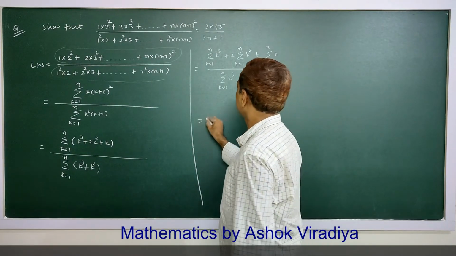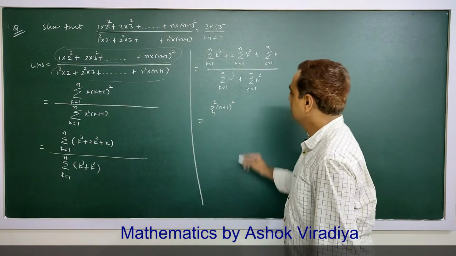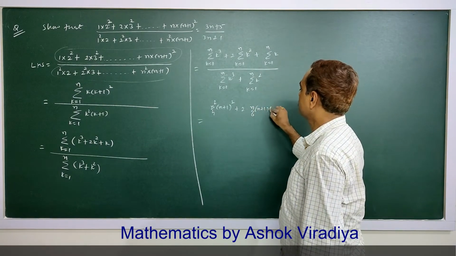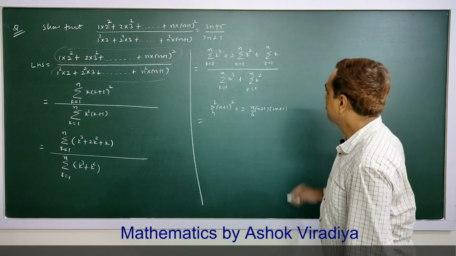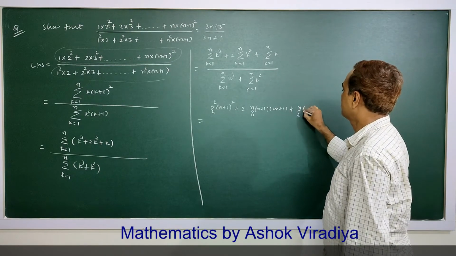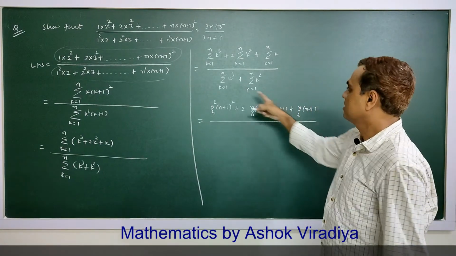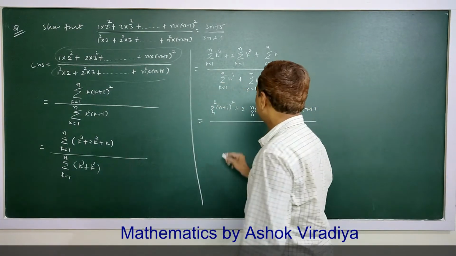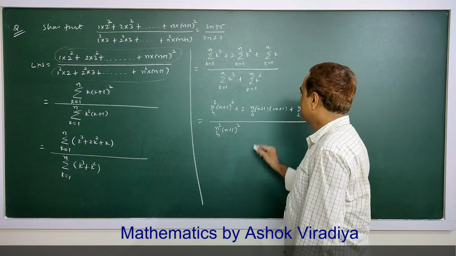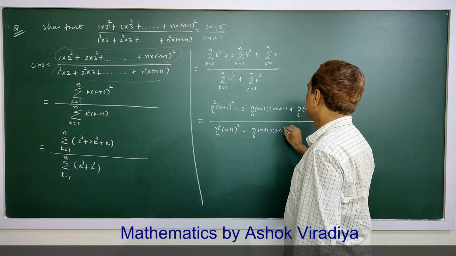Now putting values: sigma k cube is n square by 4 into n plus 1 whole square, plus 2 into sigma k square, which is n by 6 into n plus 1 into 2n plus 1, plus sigma k, which is n by 2 into n plus 1, upon sigma k cube, k from 1 to n, which is n square by 4 into n plus 1 whole square, plus sigma k square, n by 6 into n plus 1 into 2n plus 1.